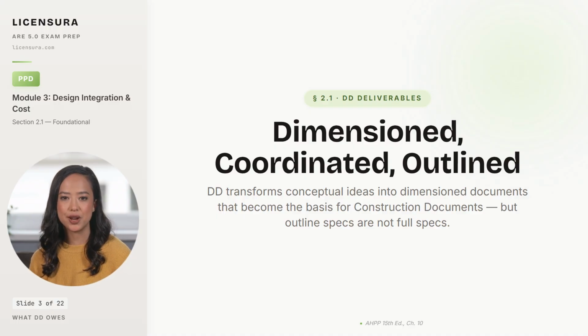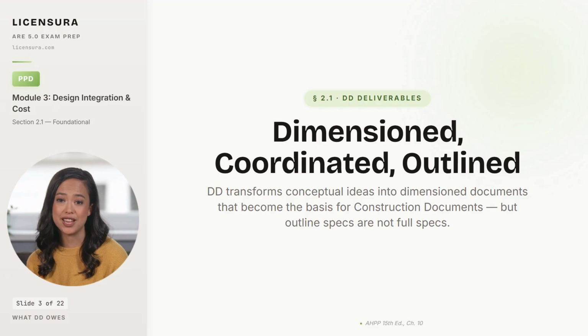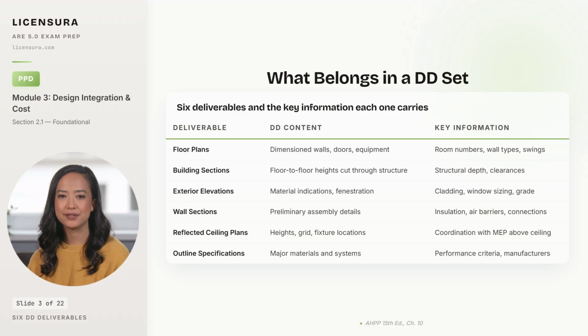And the architect personally liable for the missing detail is you. The owner who signs off on DD thinking specs are done is the owner who learns at bid that the architect still has weeks of work to deliver before the project can go to market. Let me walk you through the 6 core DD deliverables and what each one contains. 6 deliverables that anchor a complete design development package.